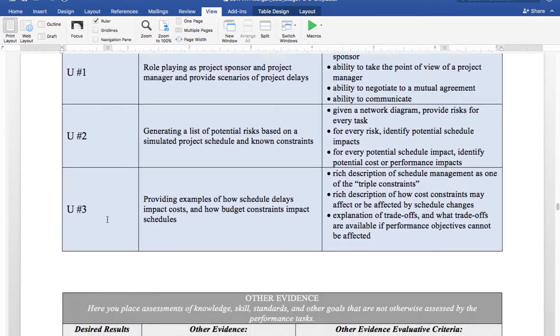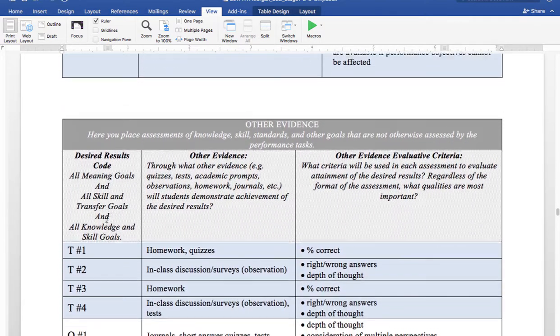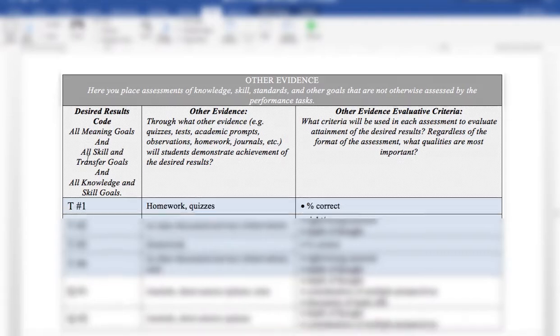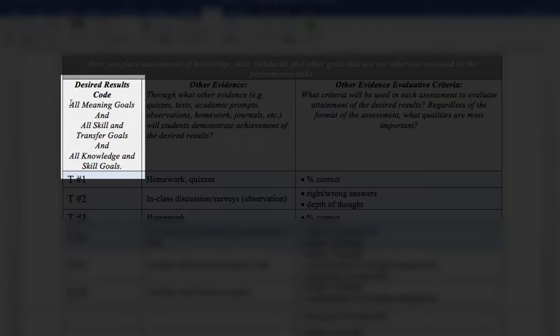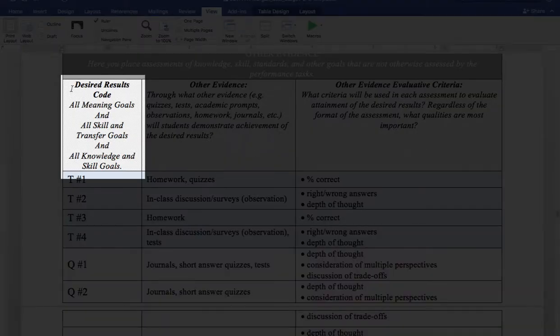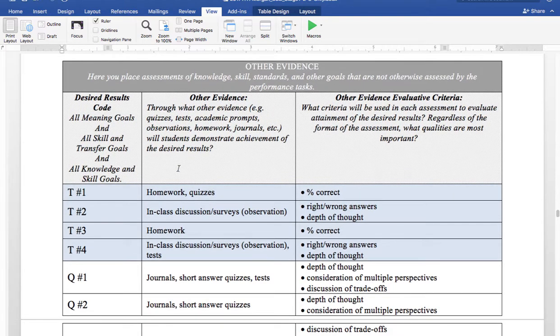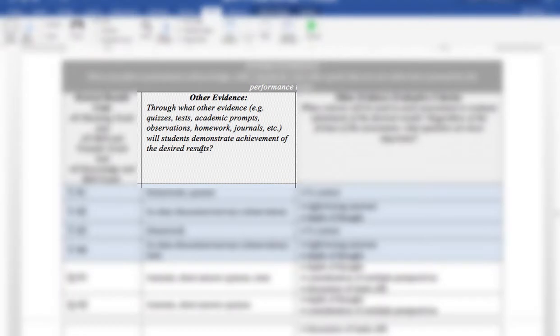Okay, having reviewed these, we now go to other evidence. And here, similarly, we have 3 columns, only in this case, we're actually going back and describing all the meaning goals and skill goals and transfer goals and knowledge goals. So really, all the goals that we established in stage 1 are going to be included here. But what we're focusing on in this area is other evidence.